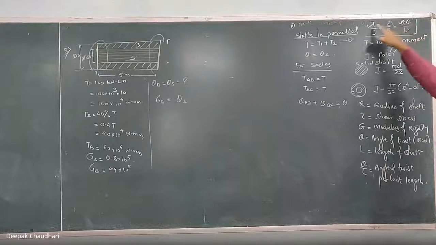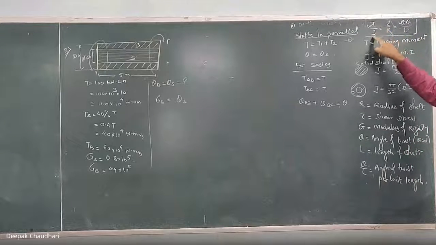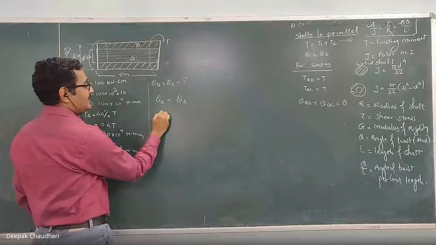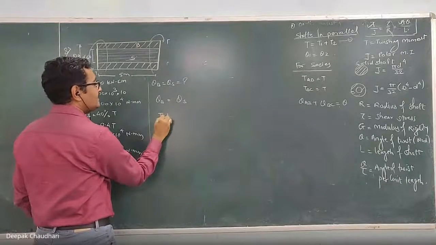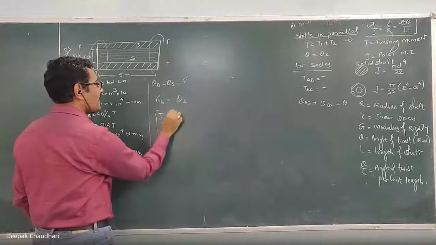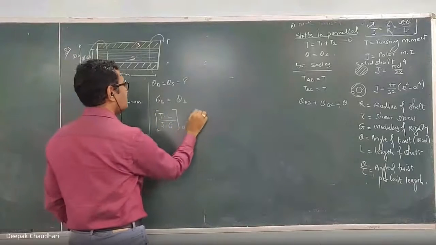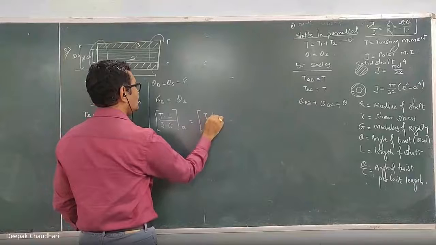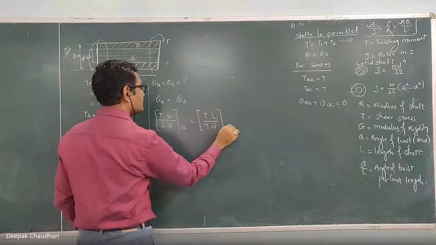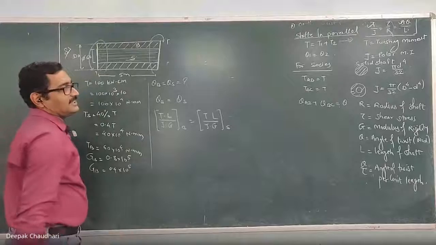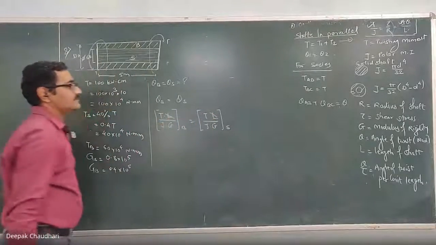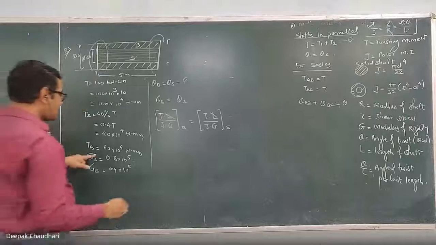So this angle of twist equal to T into L upon J into G. Here I am writing it. It is T into L upon J into G. This is for the brass, which is equal to T into L upon J into G. This is for the steel. Now, since these shafts are connected in parallel and both the shafts are having the same length, so this L will get cancelled.